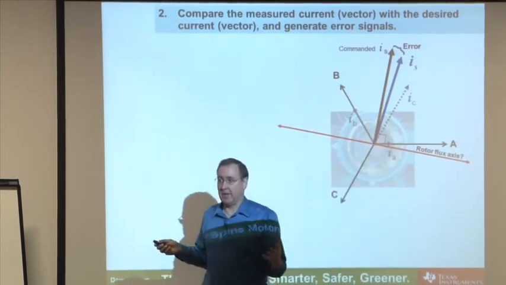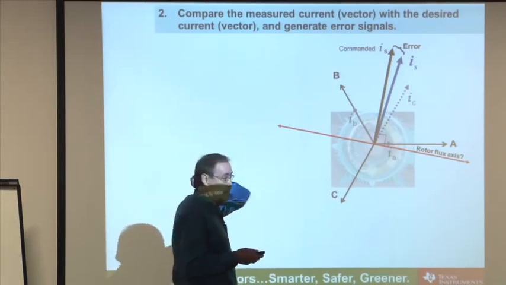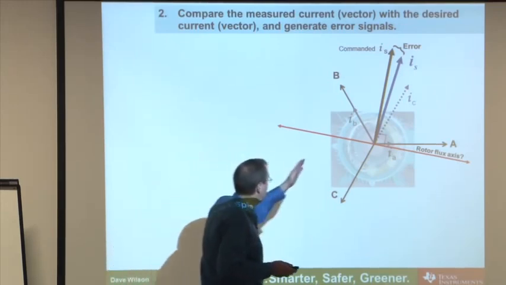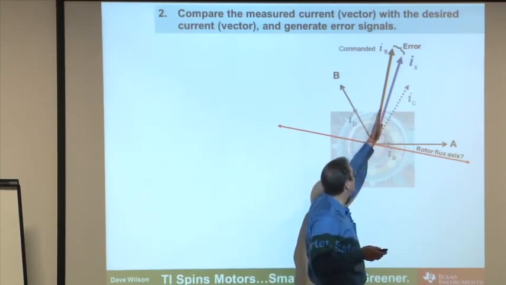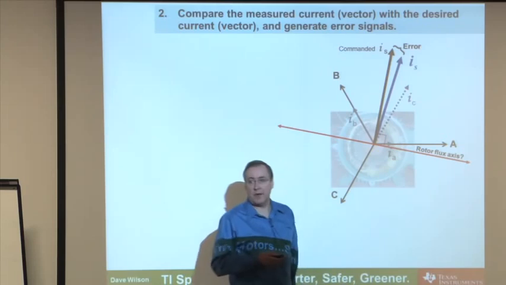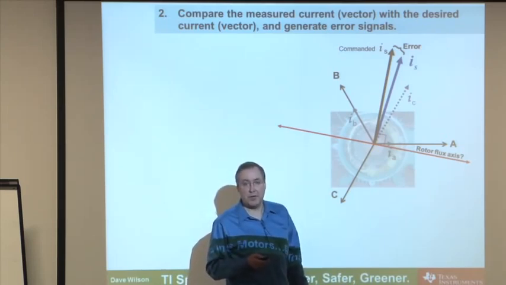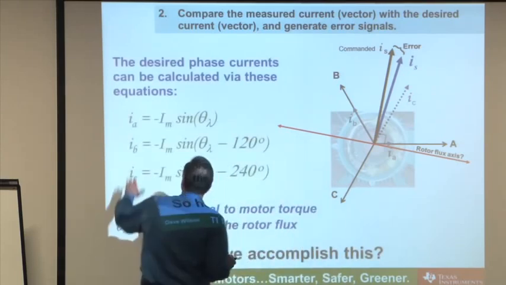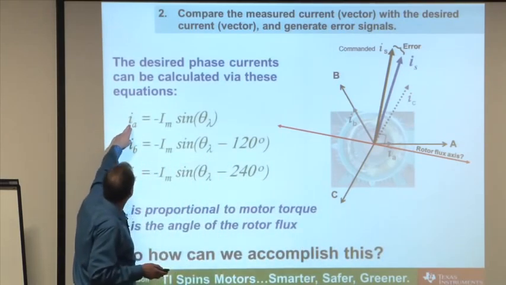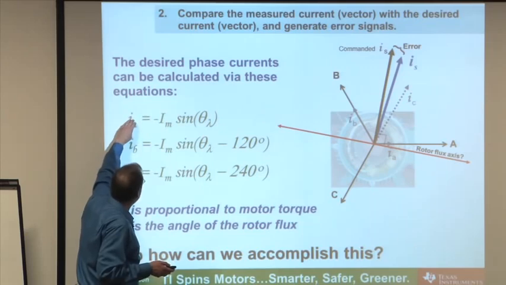I have an error signal that I have to deal with. There are different ways to deal with that error signal, but the bottom line is I need some kind of control algorithm which will drive this current vector onto the commanded value for my desired stator current. Okay? So if I look at what the commanded value should be, here I have the equation for that.